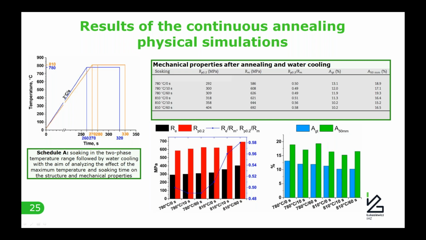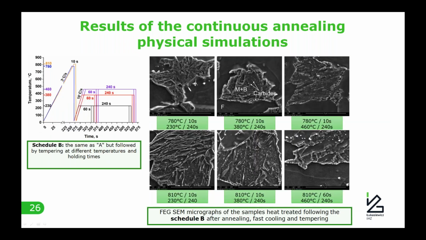time increases. The yield ratio is in the range of 0.49 to 0.58. This is an indication of good work hardening of the samples. Elongation to fracture doesn't depend substantially on the soaking time and varies in the range of 15 to 19%.